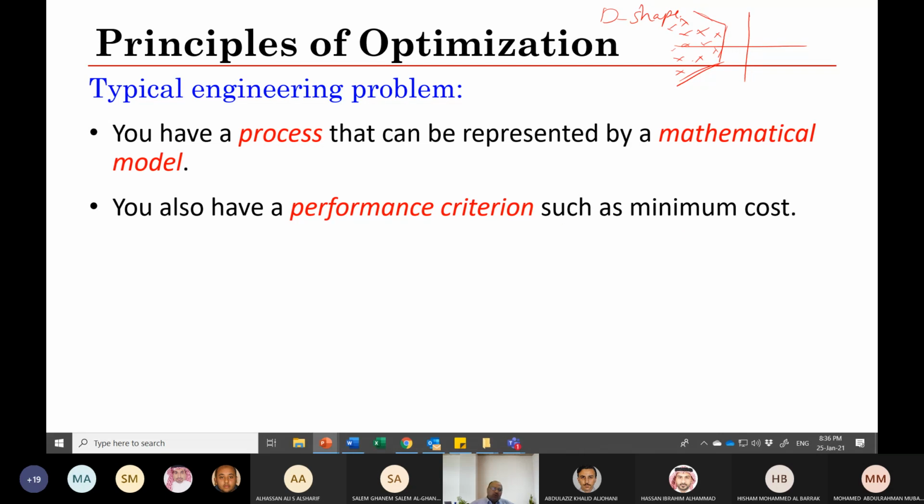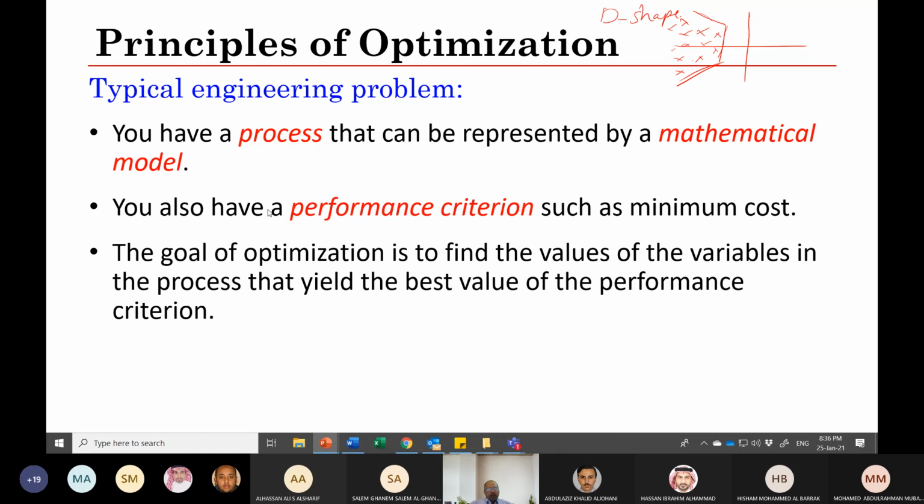Could be minimum cost, could be maximum profit, could be anything else. So you have to define the performance index. So you have the process, and you have to define the performance index. So the goal of optimization is to find the values of the variables, or optimized variables, in the process that yield the best value of the performance criteria. So you need to minimize something or maximize something.